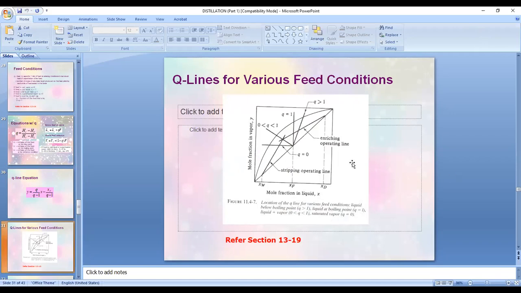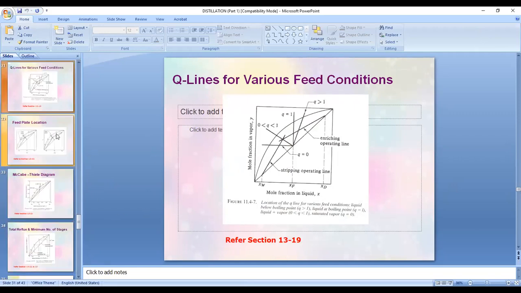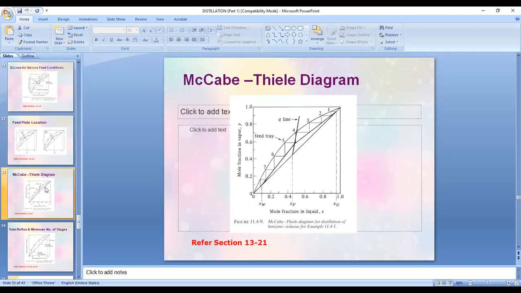So I have already mentioned it a while ago. Anyway, there's no point in memorizing this because you'll see it in your handbook when you need to open your handbook during exams or the licensure exam. Now, the feed plate location is determined in this manner, not in this manner here, graphically. But there's an equation that will be shared to you in a little while, how to determine it analytically. And this is how we determine the number of stages graphically.